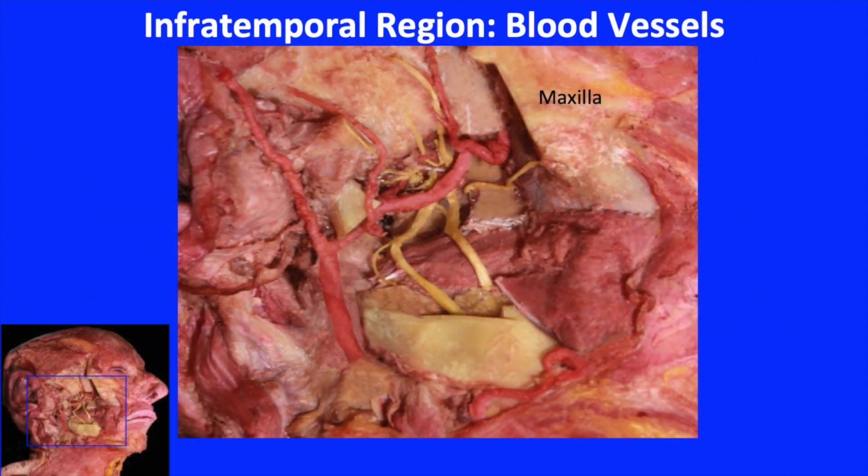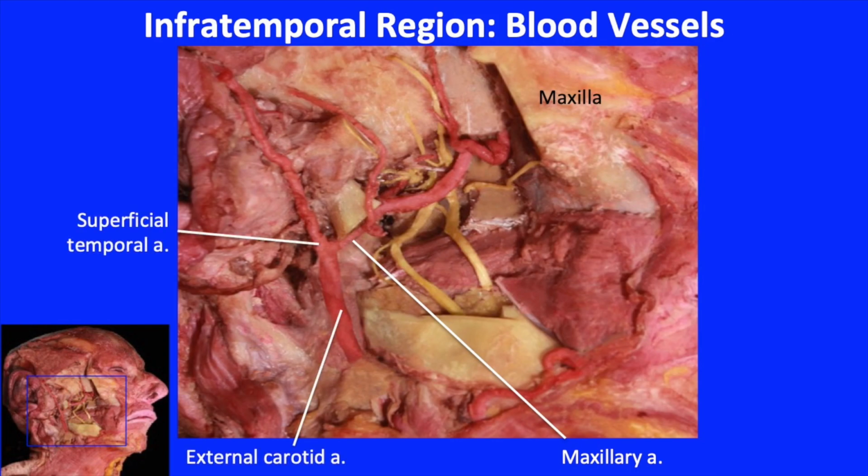We now discuss the blood supply of this region, and it's very straightforward. In this image, the ramus of the mandible was removed to demonstrate the infratemporal fossa once again. The blood supply to this region is principally from the maxillary artery, one of the terminal branches of the external carotid, along with the superficial temporal artery. There are numerous branches that exit from the maxillary artery, but the only one I want you to focus on is the middle meningeal artery.